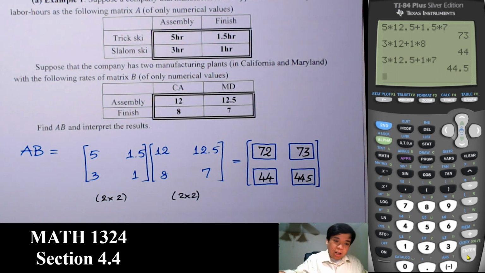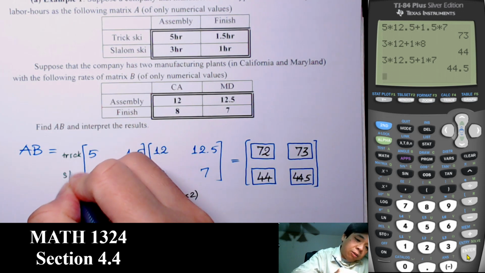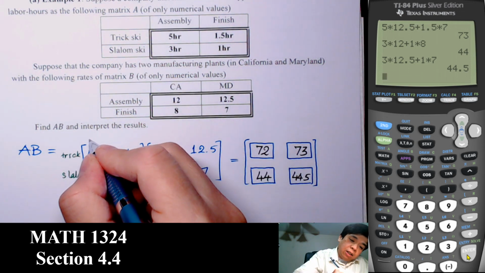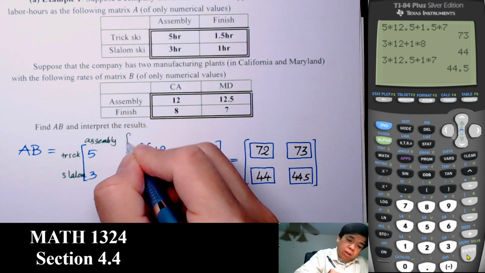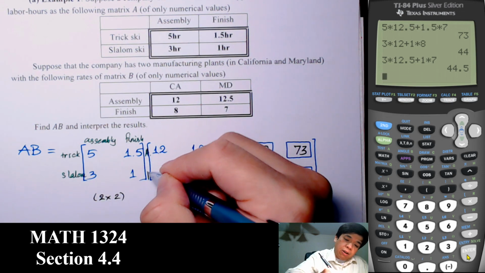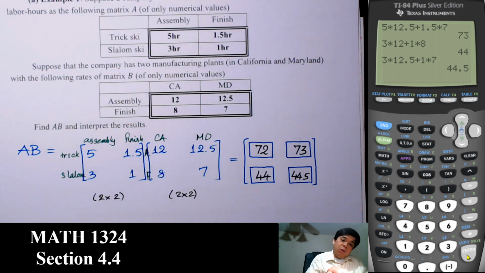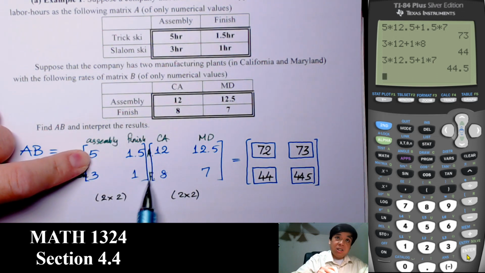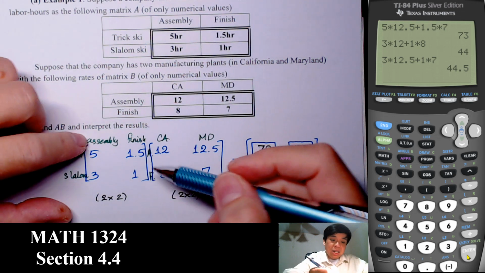Now let's check. Originally, this is a trick ski and slalom. And that gives us assembly and finish. And this is assembly and finish for California and Maryland. So when we multiply this, the category for assembly and finish have to match with assembly and finish. So that makes sense. If we multiply the other way around, it would not make sense. So have to match like that.